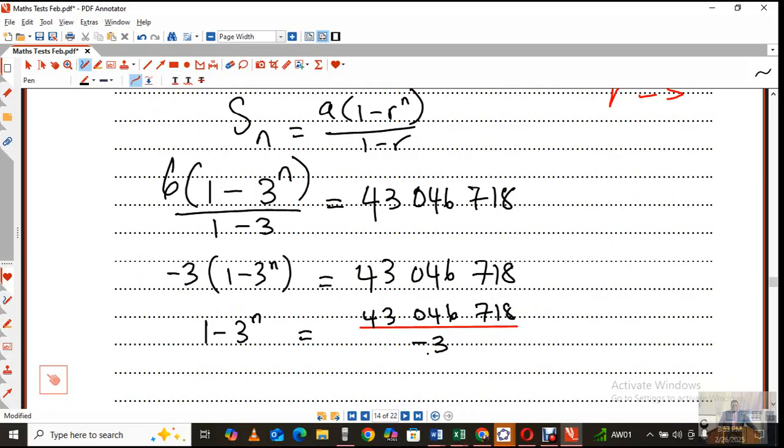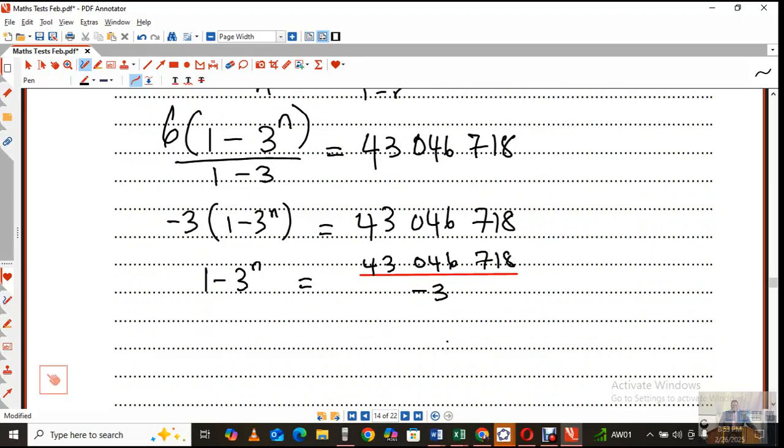Okay, what does that leave me with? Of course, it's going to leave me with a negative number. So I've got 1 minus 3 to the n is equal to, anytime that you are supposed to calculate the value of n, and n is the power, you'll probably have to use indices or logarithms. Okay, something that you just have to know. So this is going to be negative if you divide that positive by that negative. So it's 14 million. Let's see.